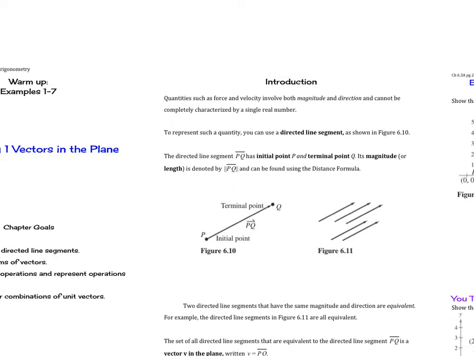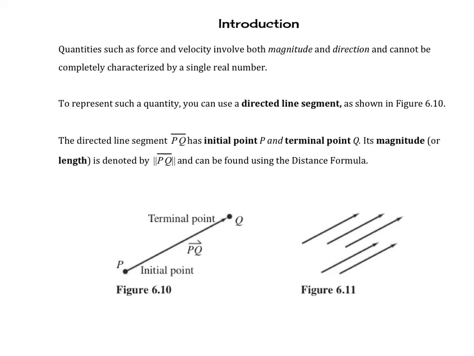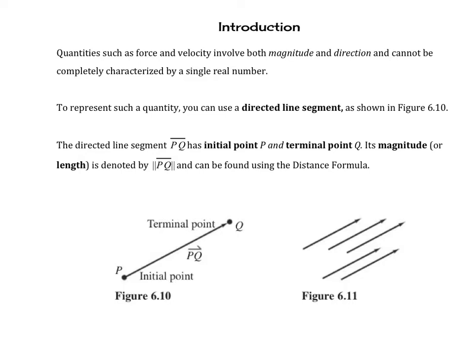So there's a lot of basic things that we need to go over before we start our operations with vectors. We need to know that quantities such as force and velocity involve both magnitude, which is just length, and we find the length by using the distance formula, and direction, and cannot be completely characterized by a single real number. So to represent such a quantity, you can use a directed line segment as shown in figure 6.10.